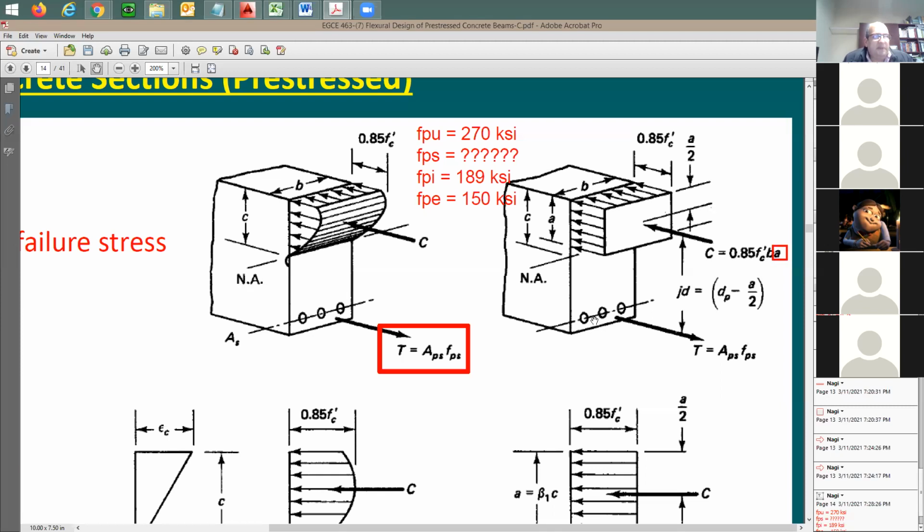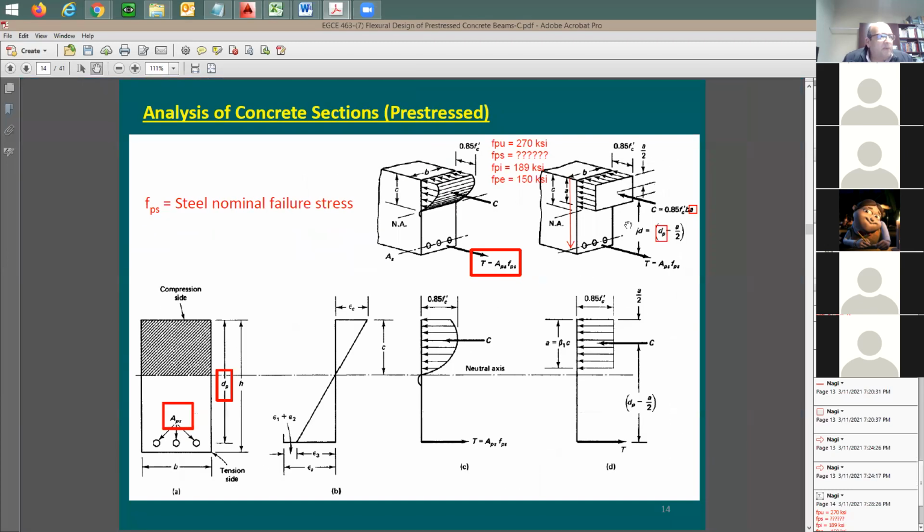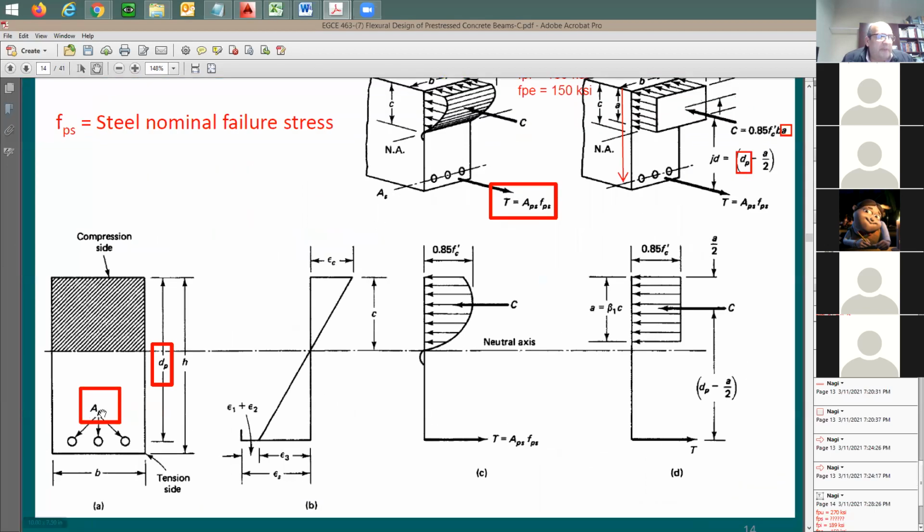Now, the new symbols that you're going to be seeing here, this is going to be the difference between conventional concrete design and pre-stressed. It's going to be APS instead of AS. It's going to be FPS instead of FY. And also it's going to be DP. What is DP? DP is the distance from the top compression fibers all the way to the centroid of the tension steel, or to the strands. We're going to call it DP. Okay, let's look here. This is called APS. It's called DP. And the rest of the equation is going to be very similar to that of conventional concrete design.